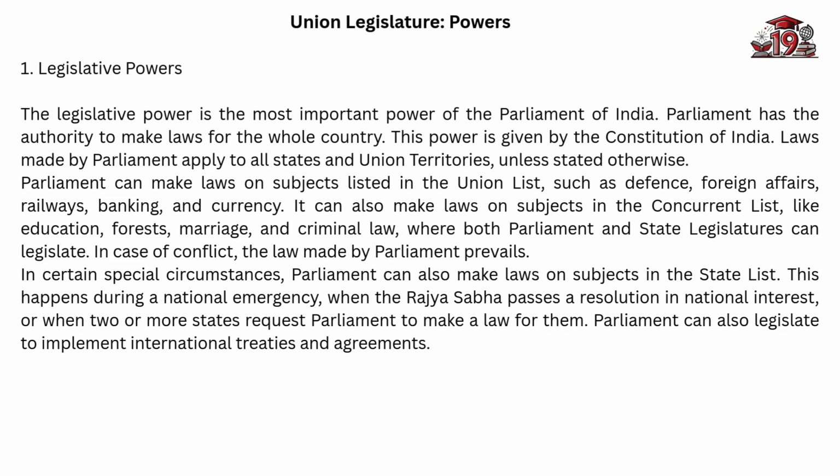It can also make laws on subjects in the Concurrent List, like education, forests, marriage, and criminal law, where both Parliament and state legislatures can legislate. In case of conflict, the law made by Parliament prevails. In certain special circumstances, Parliament can also make laws on subjects in the State List. This happens during a national emergency, when the Rajya Sabha passes a resolution in national interest, or when two or more states request Parliament to make a law for them. Parliament can also legislate to implement international treaties and agreements.